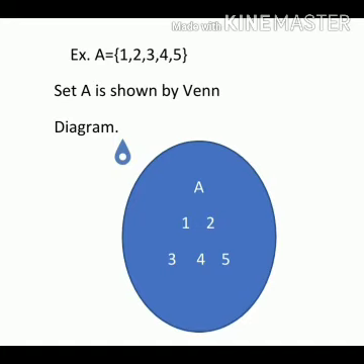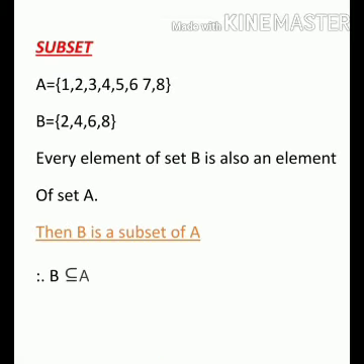Here set A equal to {1, 2, 3, 4, 5} is given. Now, all the elements of set A we will write inside this figure. This figure is known as a Venn diagram. You can draw any closed figure for a Venn diagram, for example, circle, oval, square and rectangle.